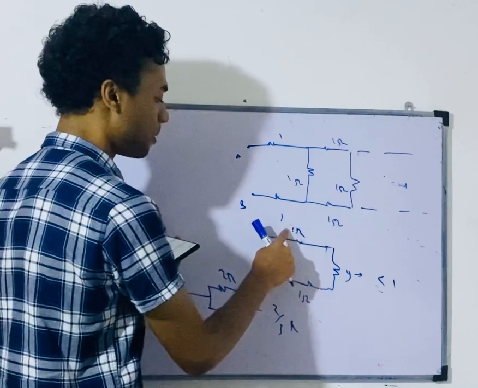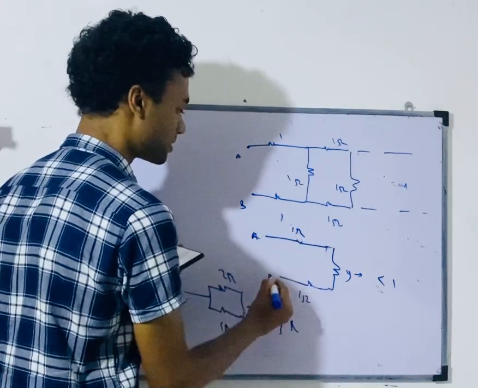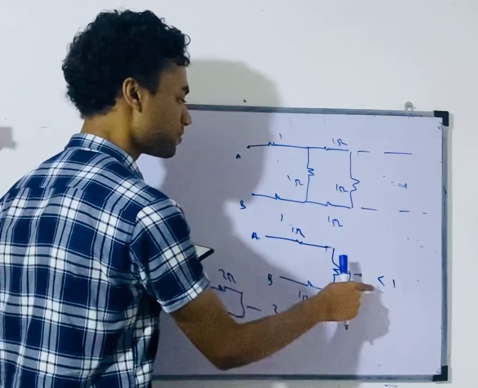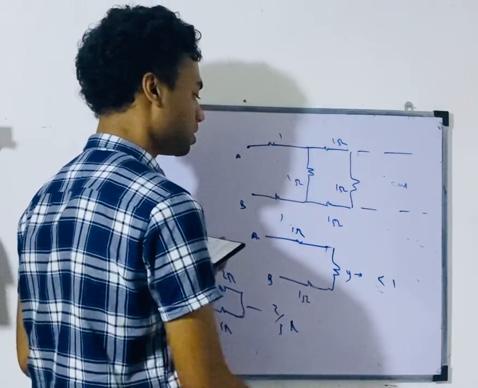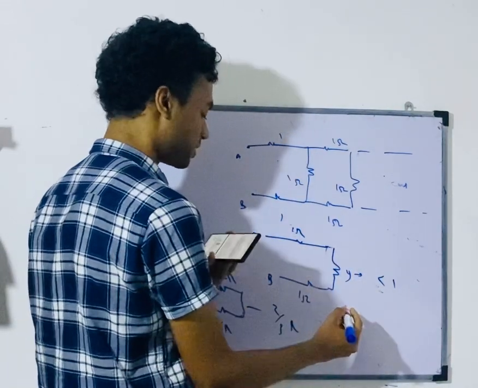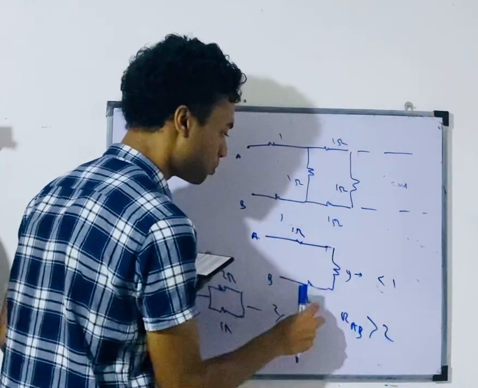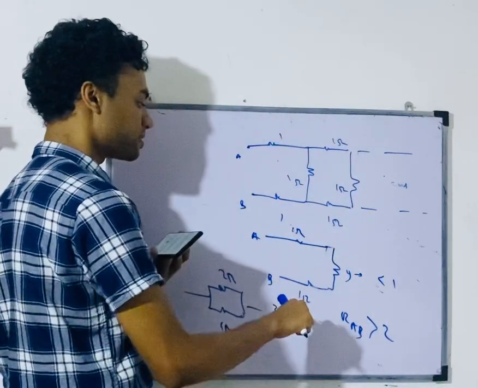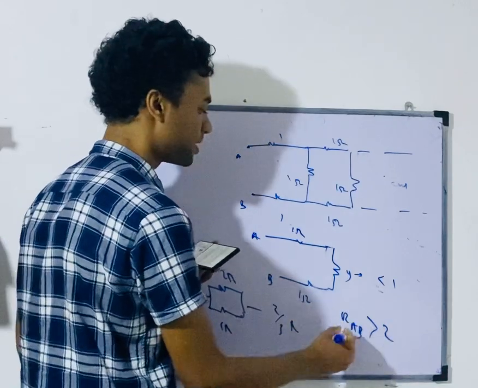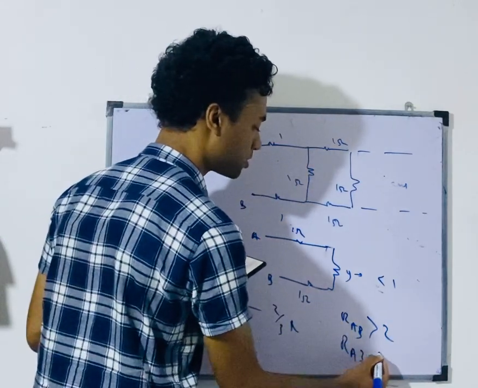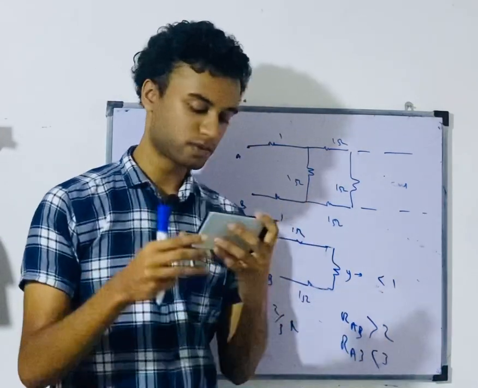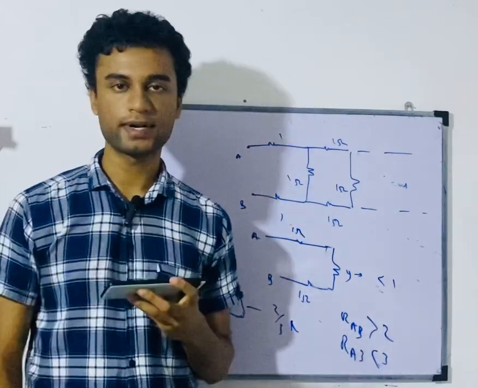Right, so I have what? 1 plus 1. So between A and B I have a resistance of 1 plus 1 plus a value less than 1. So definitely the resistance between A and B should be greater than 2, because 2 plus something, right? And the resistance between A and B should be less than 3. So the answer is going to be the fifth one. Very easy question, right?